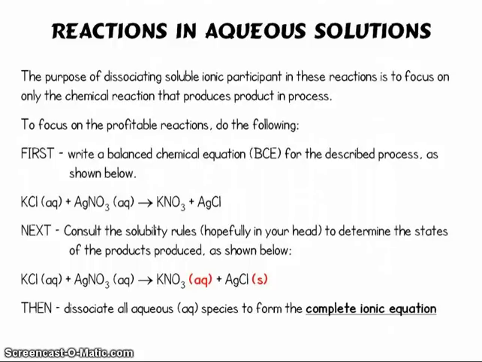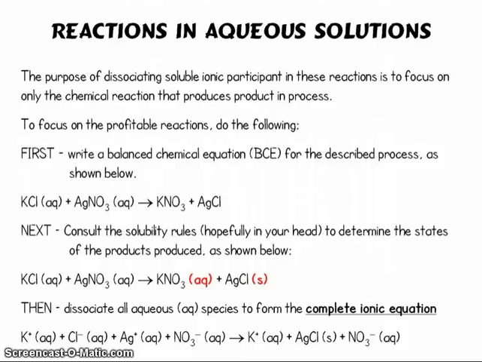I'm going to then dissociate all aqueous species to form the complete ionic equation. So since KCl, AgNO3, and KNO3 are aqueous, I'm going to split them, K+ Cl−, etc. And that's going to produce for me my complete ionic equation. Note that silver chloride is not split. It forms a solid compound, so it remains together.